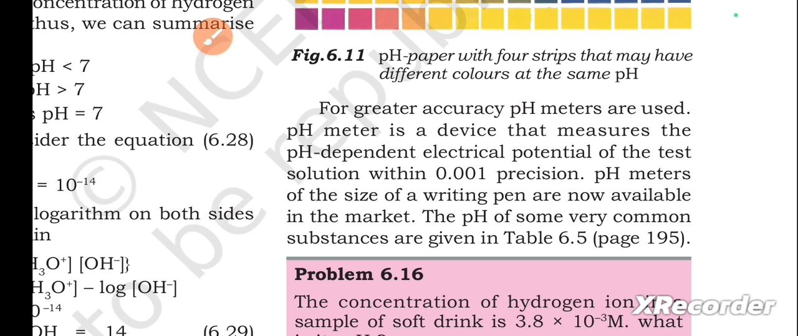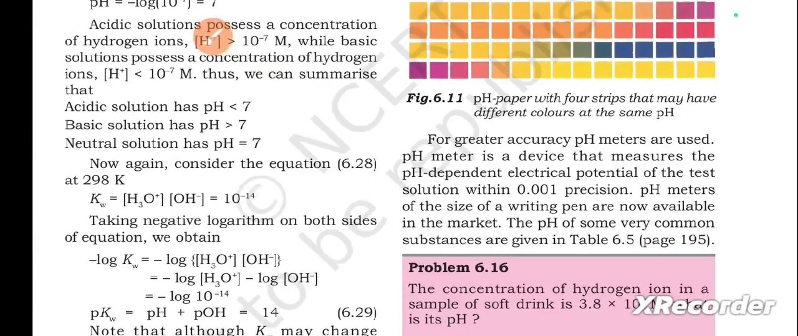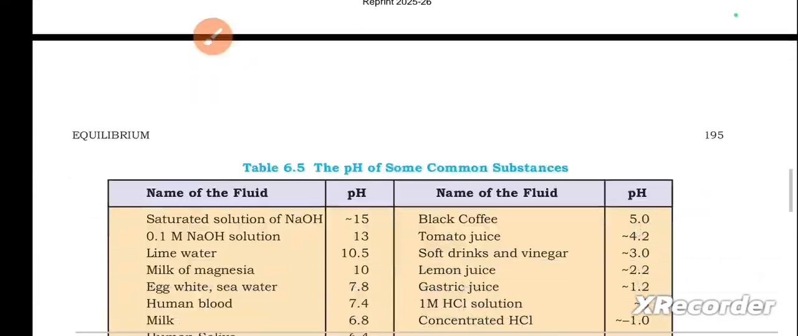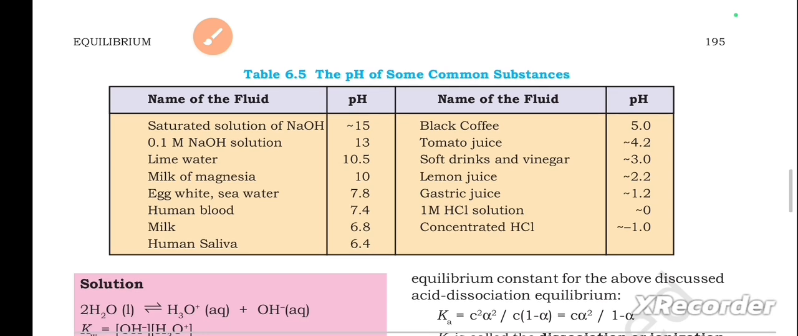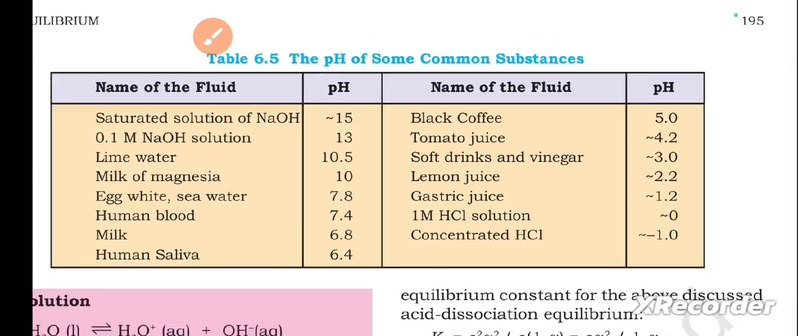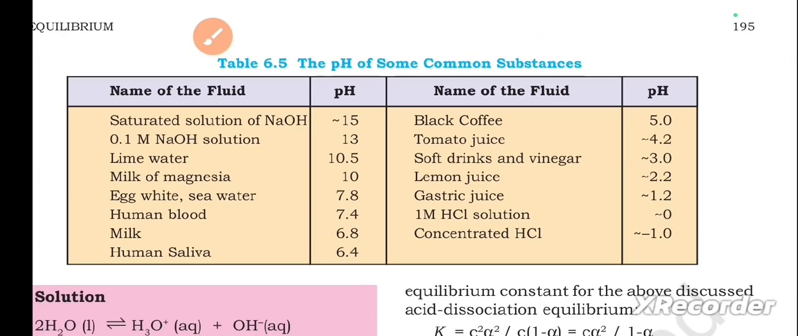The pH of some very common substances are given in table 6.5. Please check it. Table 6.5, the pH of some common substances, you can see it here. This is very important. Please remember all this.